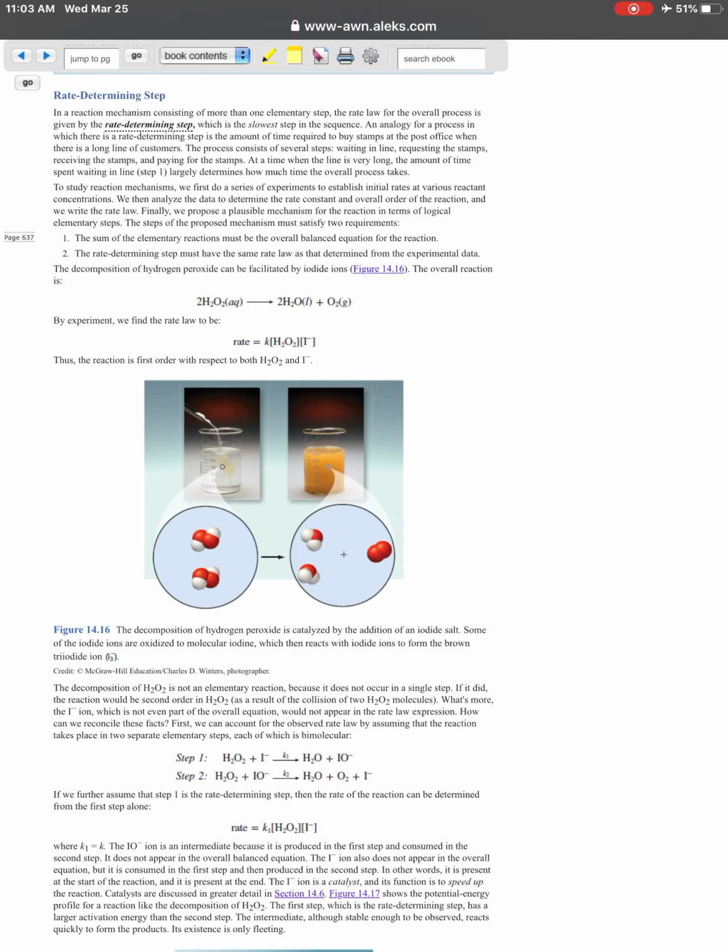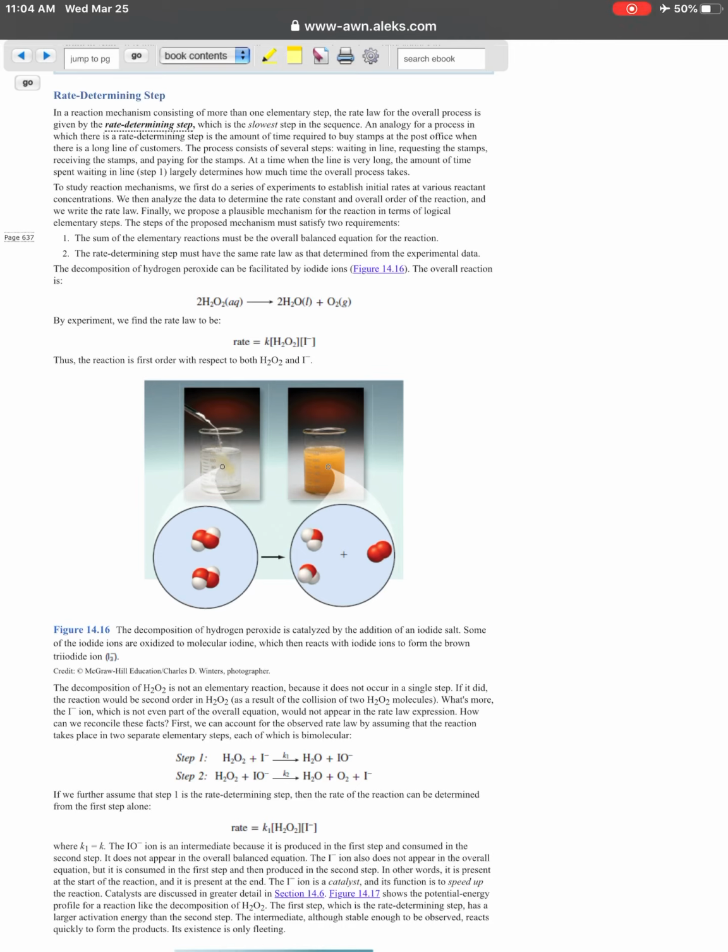The decomposition of hydrogen peroxide can be facilitated by iodide ions, figure 14.16. The overall reaction is 2H2O2 (aqueous) → 2H2O (liquid) + O2 (gas). By experiment, we can find the rate law to be rate = k[H2O2][I⁻]. Thus, the reaction is first order with respect to both H2O2 and I⁻.